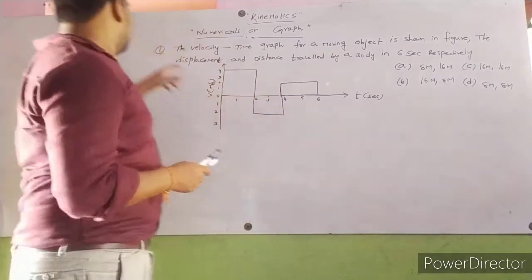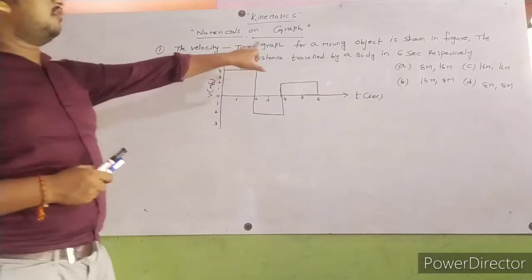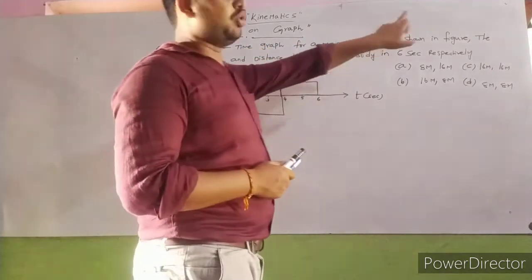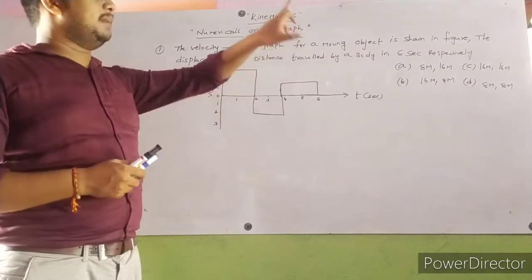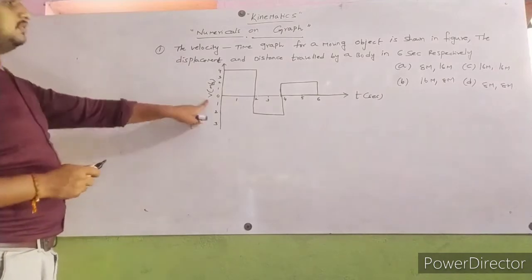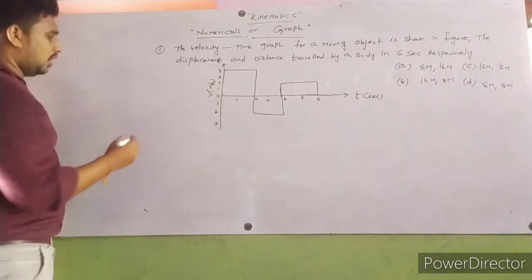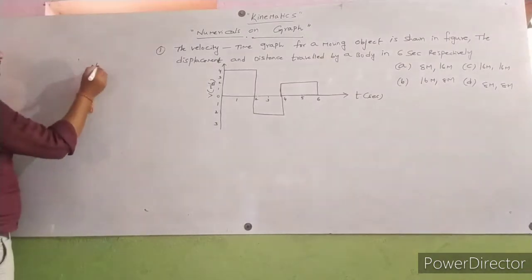Right. First problem. The velocity time graph for a moving object is shown in figure. The displacement and distance traveled by the body in 6 seconds we need to find. So this is a velocity versus time graph. Already we know the note point. What is the note point here?